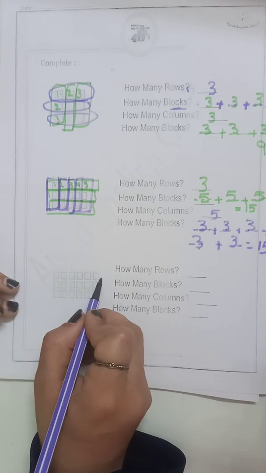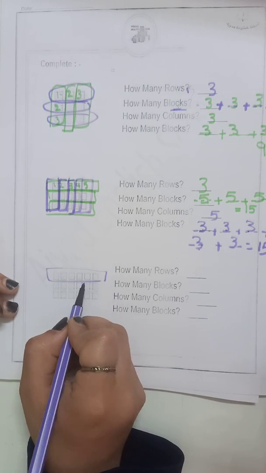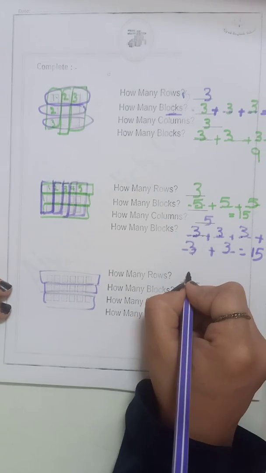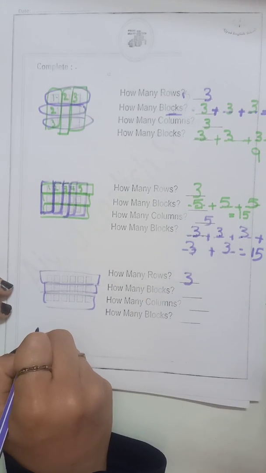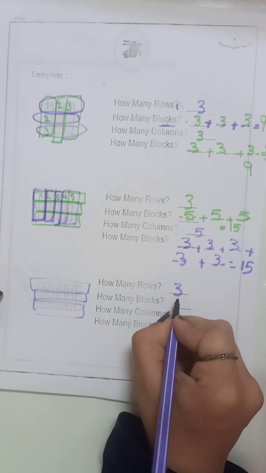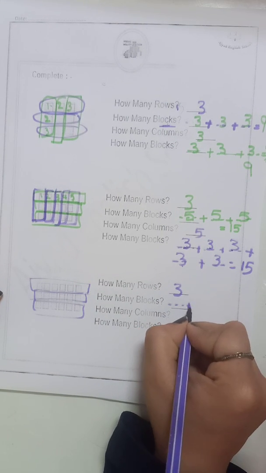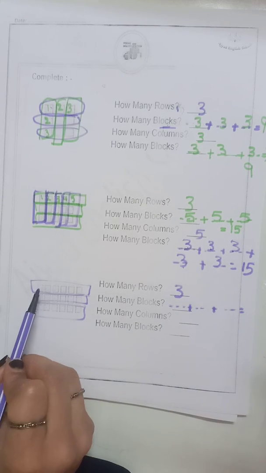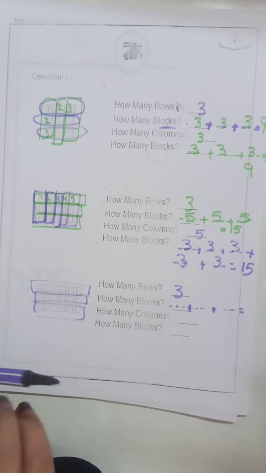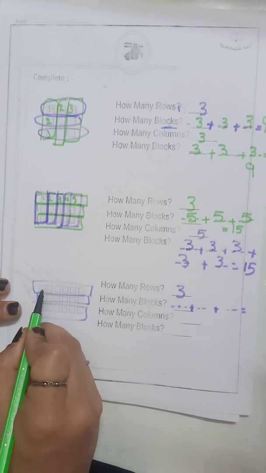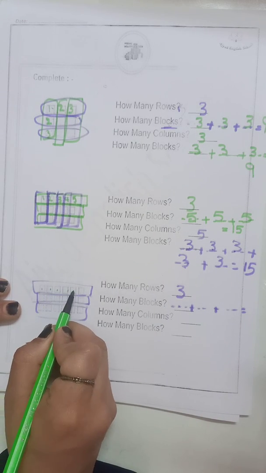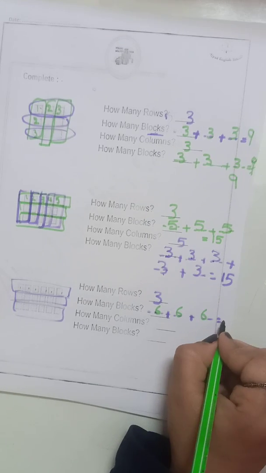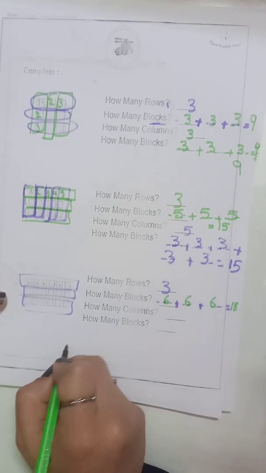The last one, how many rows? 1, 2, 3. Okay, how many blocks? 1, 2, 3 dots. Okay, so put here how many elements in any row? 1, 2, 3, 4, 5, 6. 6 plus 6 plus 6 equals 18.